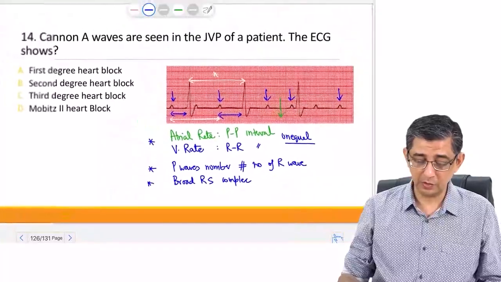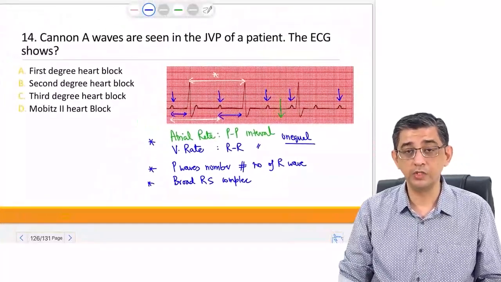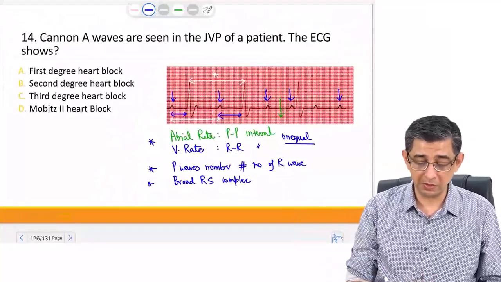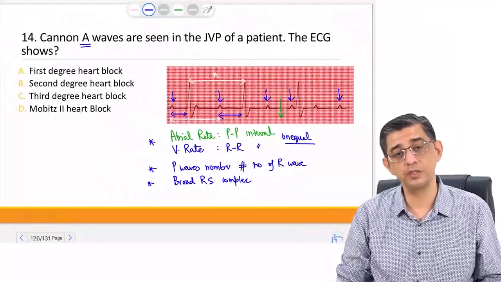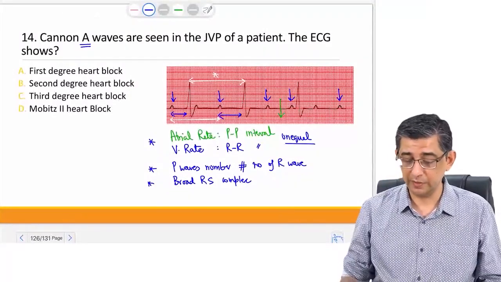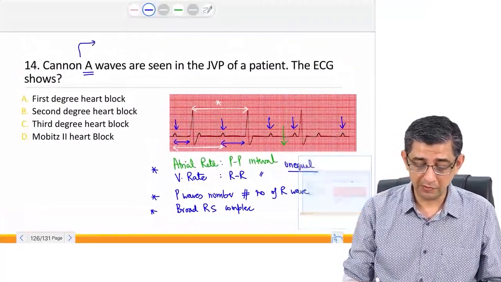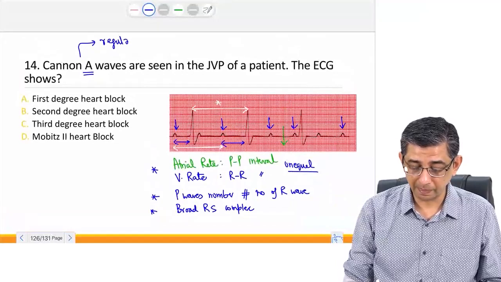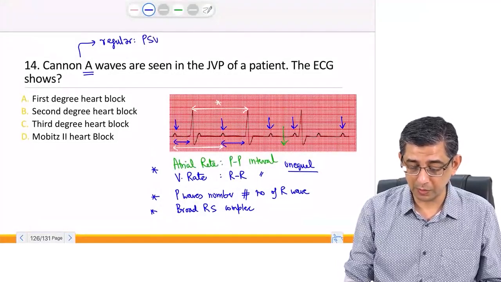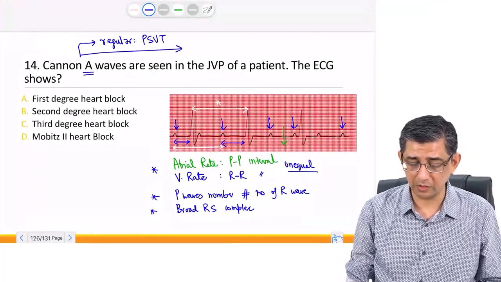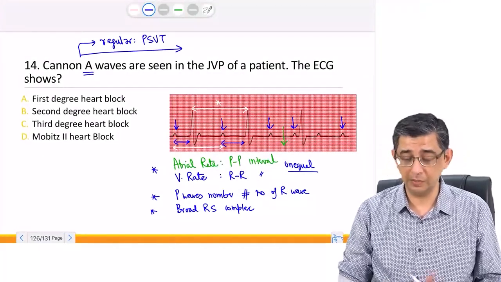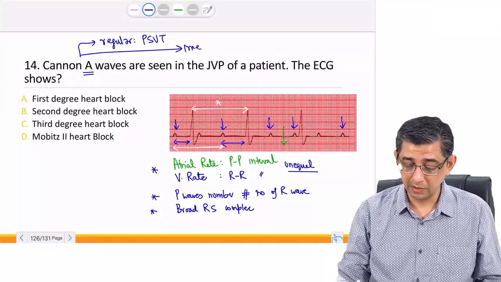This, guys, is a feature of complete heart block. You can solve this question even without the ECG because Cannon A waves are found in limited situations only. Where do we read them? Cannon A waves can be regularly present in paroxysmal supraventricular tachycardia, which we call the frog sign, or we can have them irregularly present.